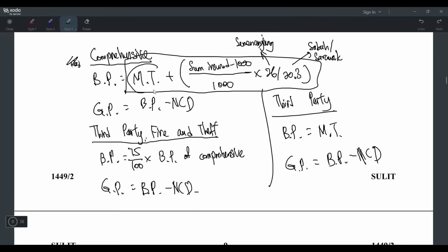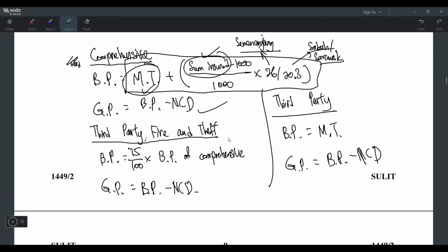Dia punya formula macam ni. Tengok motor tarif. Usually the soalan will give you the motor tarif plus, in brackets, sum insured minus 1000, divide 1000, times 26 kalau Semenanjung, 20.3 kalau Sabah Sarawak. And the question will give you the motor tarif, the sum insured and the location, whether it's Perak or Kedah or Sabah or Kota Kinabalu or Kuching. Kalau Kuching then it is at Sarawak then 20.3 lah. Then to get the gross premium kasar, just take the basic premium answer minus NCD. Okay, that's all for comprehensive.